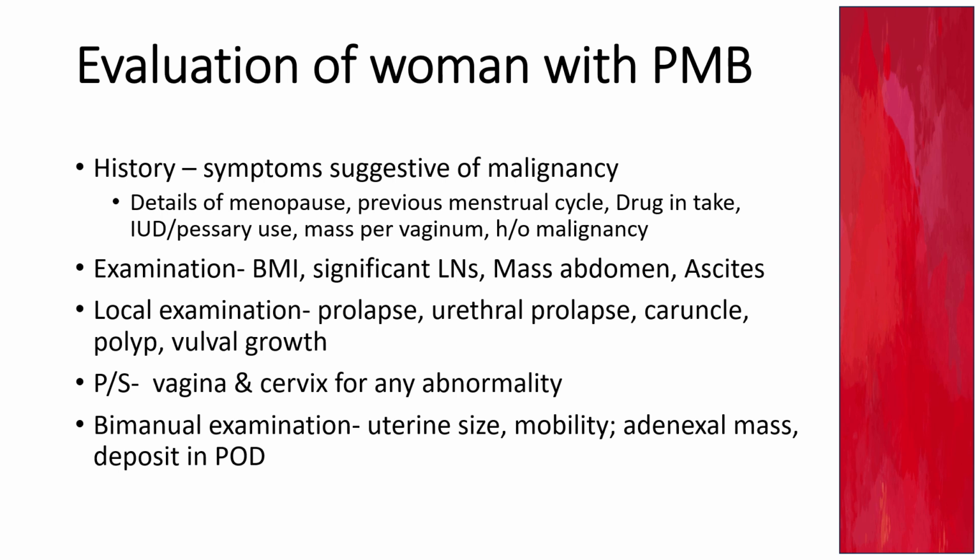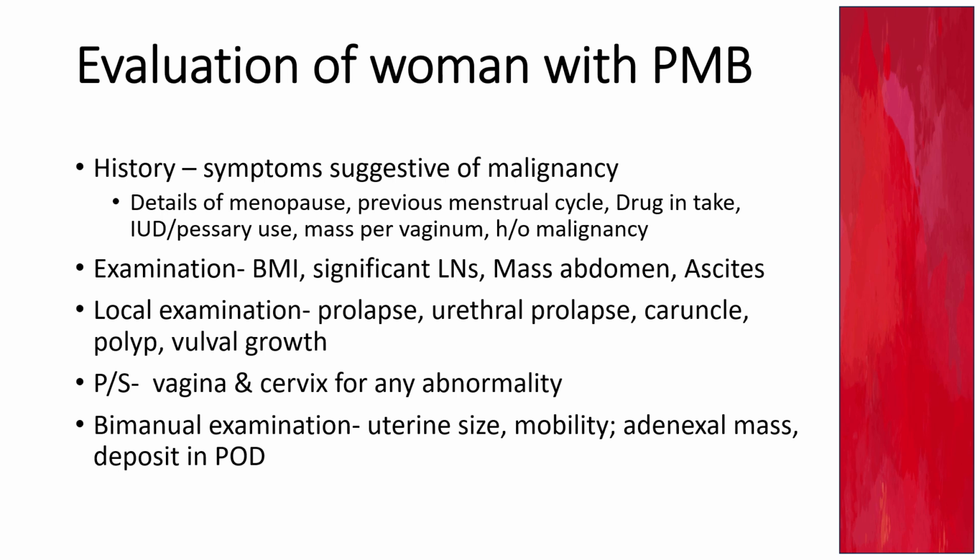Local examination: look for any prolapse. Look at the urethra for any prolapse, polyp or caruncle. Any vulval growth present or not. Look at the perineum. Look for any prolapse of the rectum, hemorrhoids, and pus. Speculum: look at the vagina, whether rugosities are present or if it is thin and atrophic.